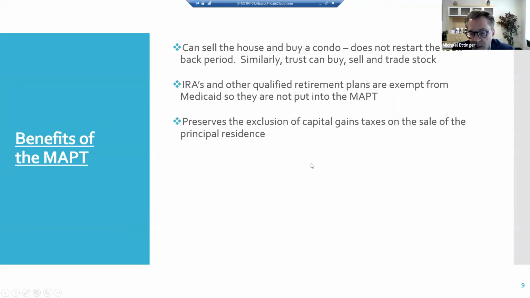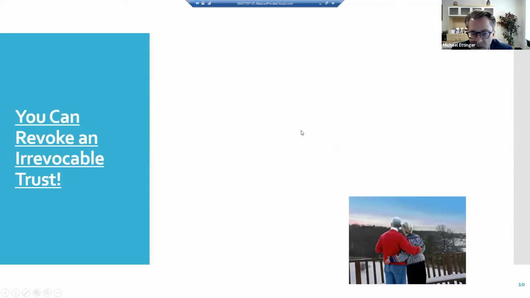But if you want to sell your house, you may be aware that you can exclude the capital gains taxes on $250,000 of gain if you're single, $500,000 of gain if you're a couple. The trust preserves that exclusion, so you keep that if the trust sells the house.